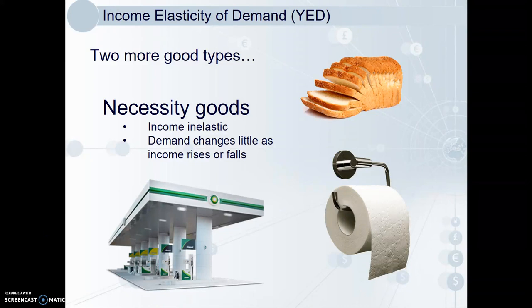Here we also introduce two new classifications of goods. Necessity goods will have income inelastic demand. Demand will be relatively non-responsive to a change in income. Think about it. If your income doubles, how much more toilet paper are you really going to need? You're not going to buy that much more. It's a necessity. So it doesn't matter too much what your income is. You're going to be buying a certain amount of toilet paper.